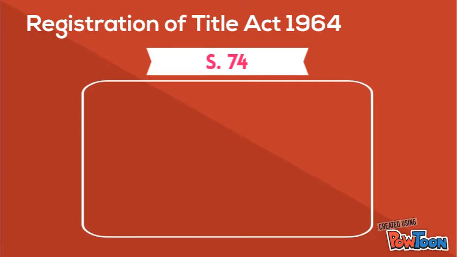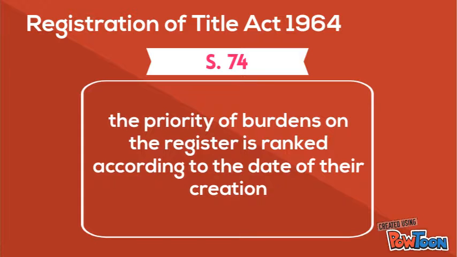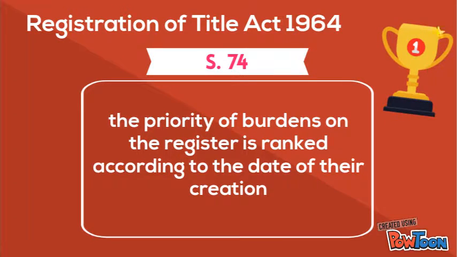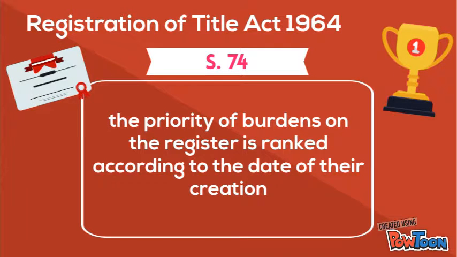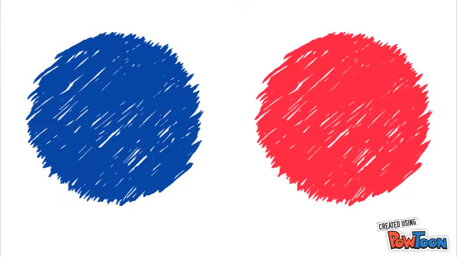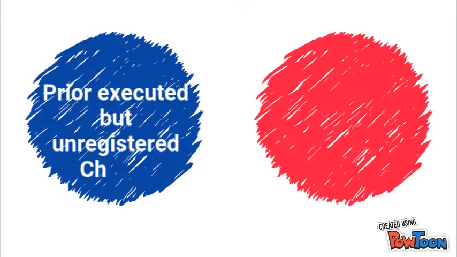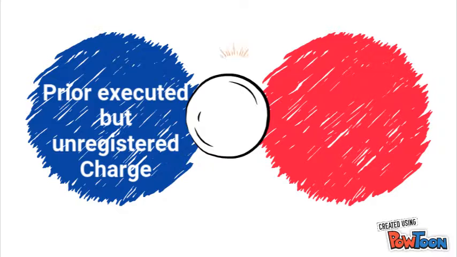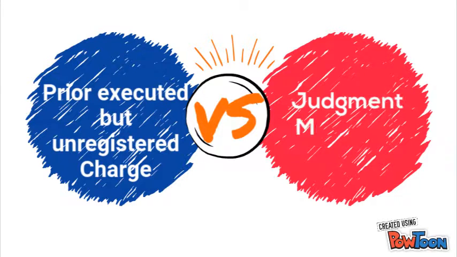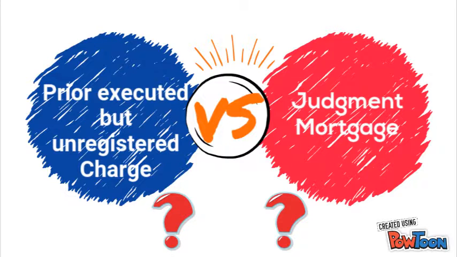Moreover, under Section 74, the priority of burdens on the register is ranked according to the date of their creation. The question is whether an executed charge not registered at the point of execution ranks in priority over a judgment mortgage which came into being after the first charge was executed but was registered before the first charge.